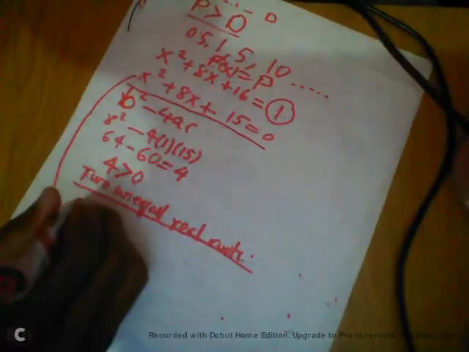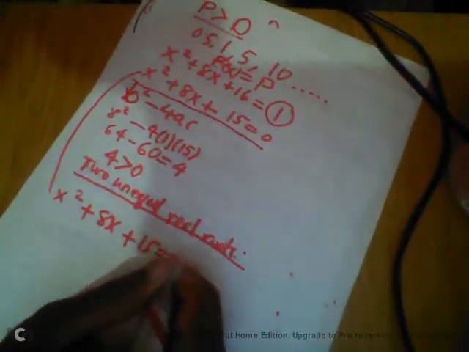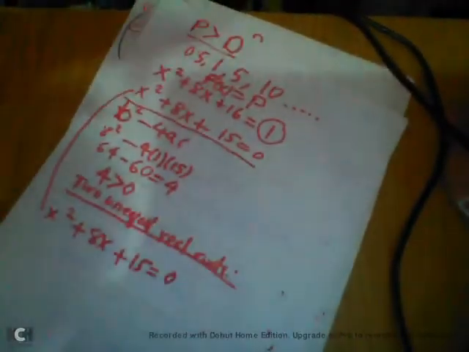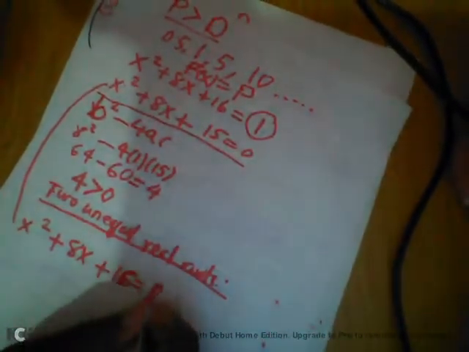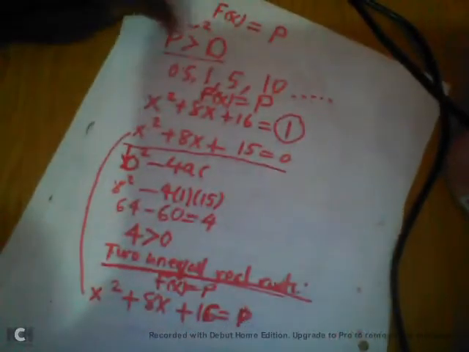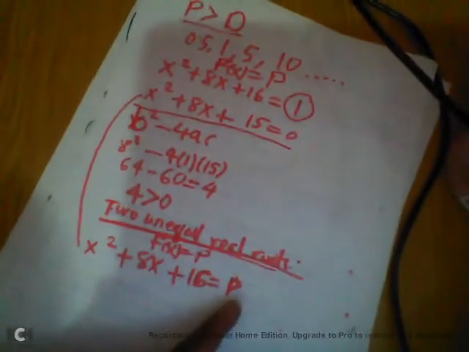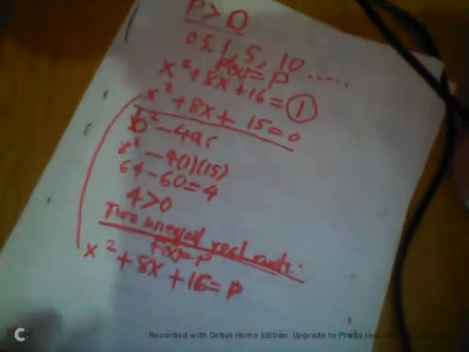So we're going to say x squared plus 8x plus 16 equal to p, my apology, because this is f of x equal to p. So we want to prove if any number, because we say p must be greater than 0 to give us 2 unequal negative roots. So let's plug any number here. We assume it's 1. Okay, let's plug 1 there.